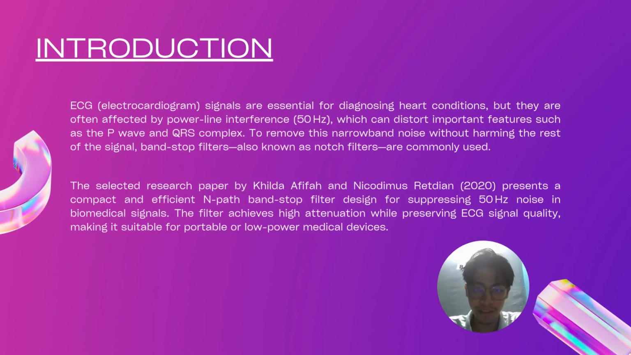So now, for the introduction. The electrocardiogram, also known as ECG, is a device that measures the electrical activities in the heart. Its signals are essential for diagnosing heart conditions. But they are often affected by power line interference, which is 50 Hz, which can distort the signals, like the P wave and also the QRS complex. So to remove this narrowband noise without harming the rest of the signal, bandstop filters are very much needed.